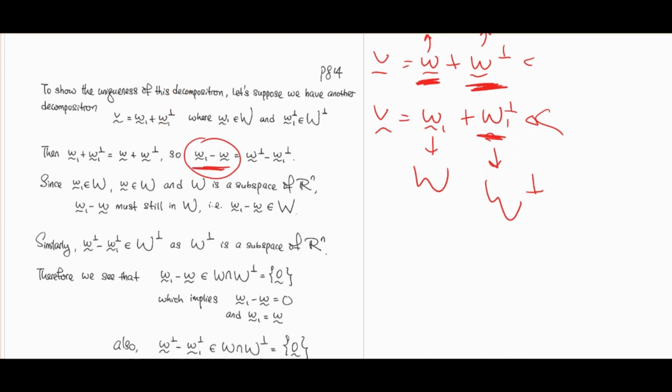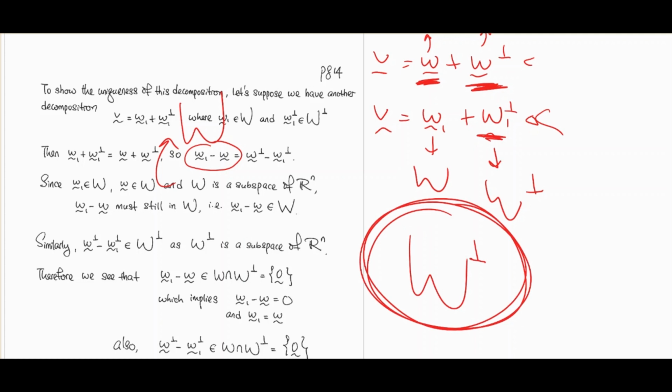So this element here is in W. W1 minus W is in this vector space W. Now, W perp, this vector space W perp, we showed before, is also a vector space. So this is one element that is in W perp, this is another element that's in W perp. This is a vector space, so this one right here is in W perp.